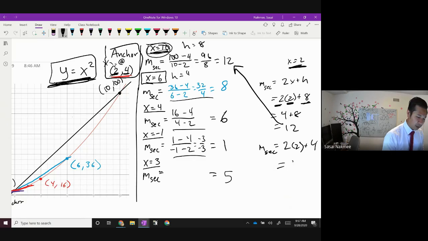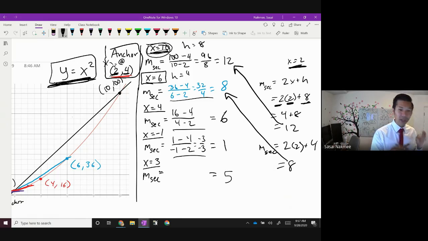And I can write this down. This is going to be 8, which is the same as what I got when I calculated the slope by hand. So with this equation, if I have an anchor point and I have a distance h away from that anchor point, I can calculate the slope of that secant line. Does that make sense? Without having to do this slope formula.